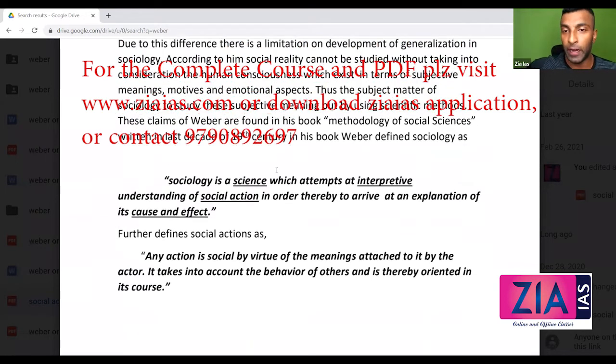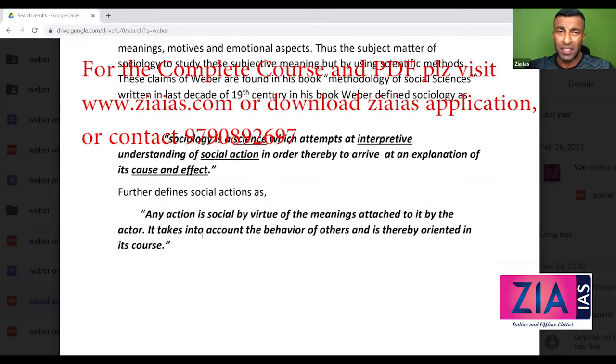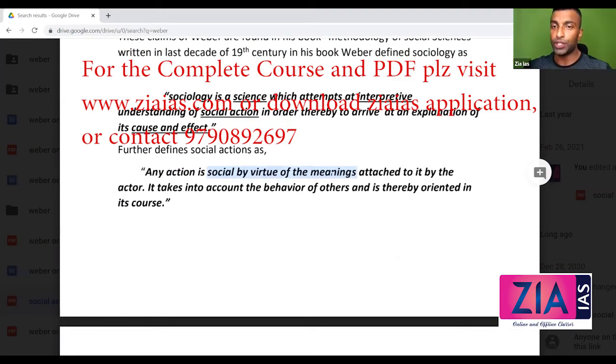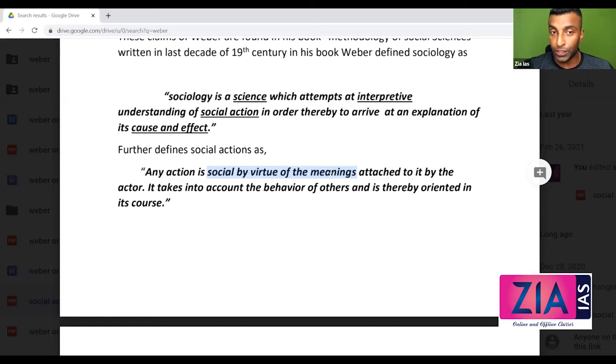Okay, so this is how he defined sociology. Now, let's look into social action, right? So the definition is very simple. Any action is social by virtue of the meanings attached to it by the actor. It takes into account the behavior of others and is thereby oriented in its course. Guys, for any action to be social, two conditions need to be met. First condition is there should be some meaning which is attached by the actor. So I'm doing an action here. When I'm doing this action, if it needs to be social, first condition is there should be some meaning. Yes or no? Yes. So the meaning part is done.